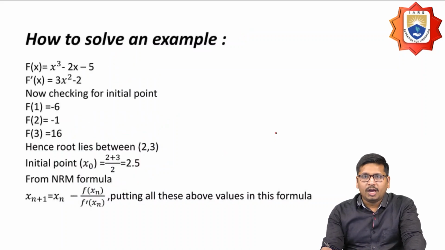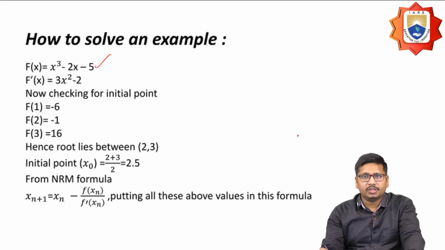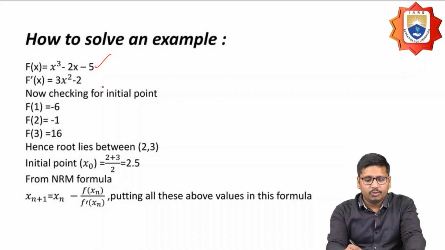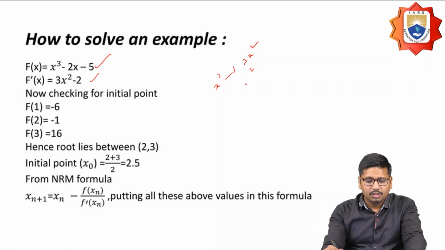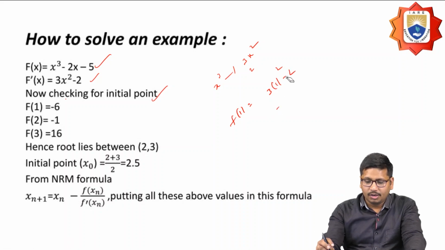So if I have a function like this, f of x is equal to x cube minus 2x minus 5, and I derive this f dash of x, so x cube gives 3 into x square, and 2x gives 2. So finally this should be the f dash of x. So first taking f of 1, f of 2 and f of 3. By substituting f of 1, I'm going to get 3 into 1 minus 2, f of 1, right?